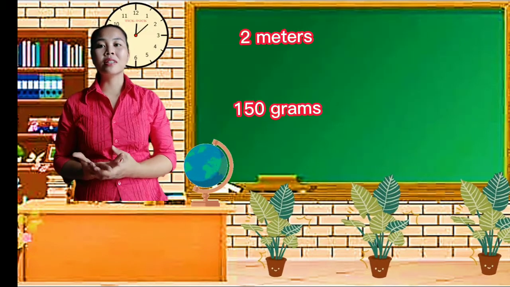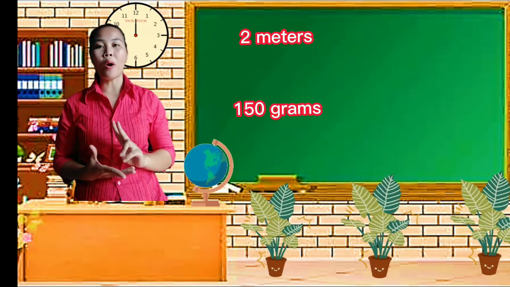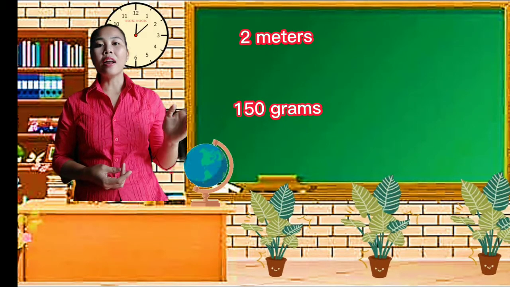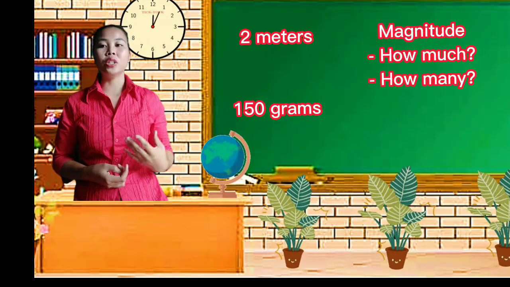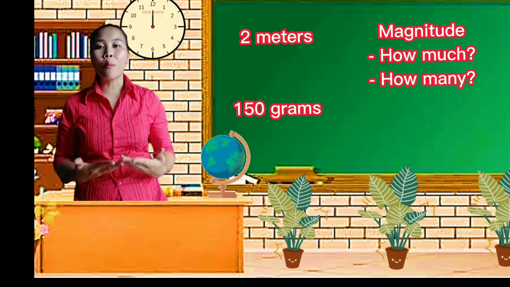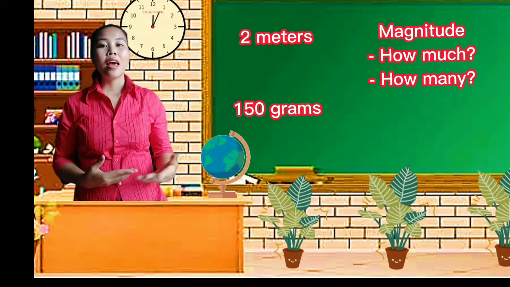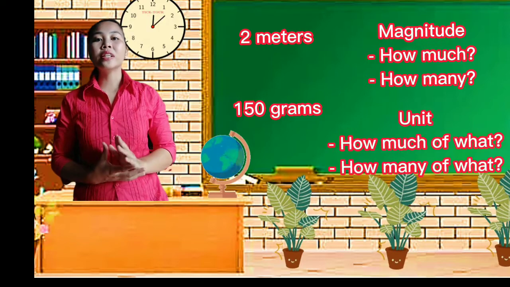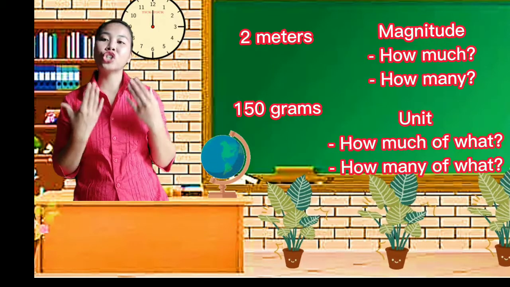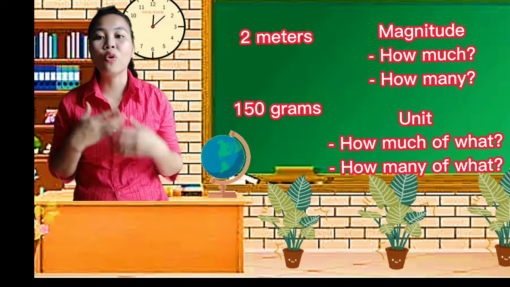A measurement typically contains two parts. One, a number or magnitude, which tells how much or how many. And two, a unit or dimension, which tells how much of what.